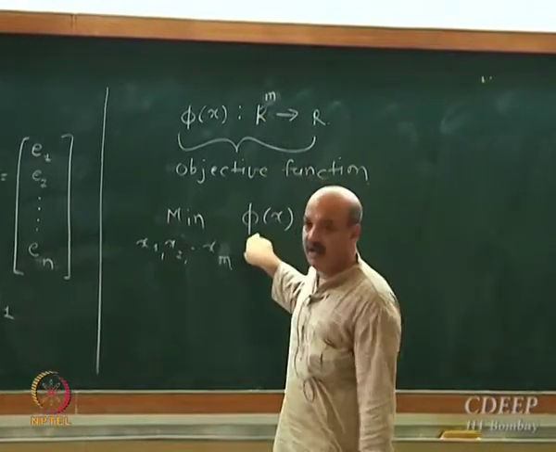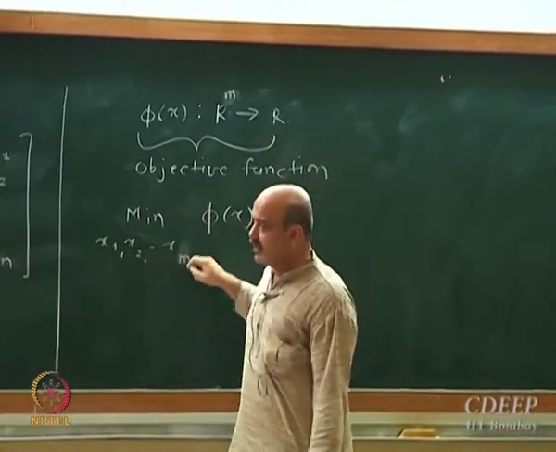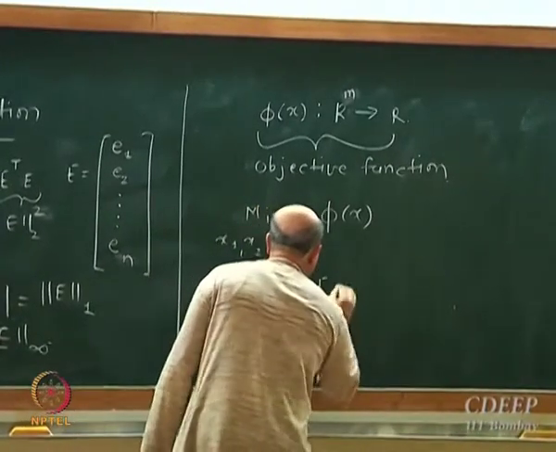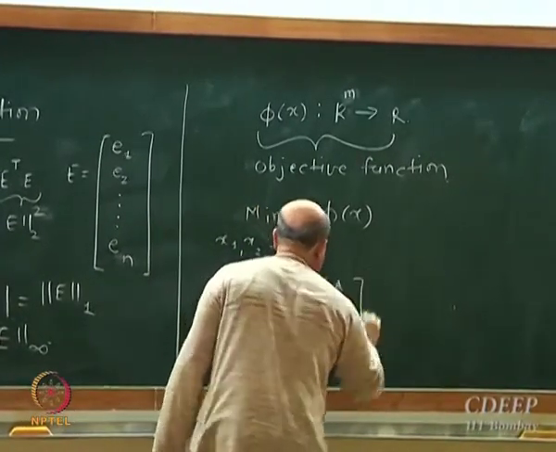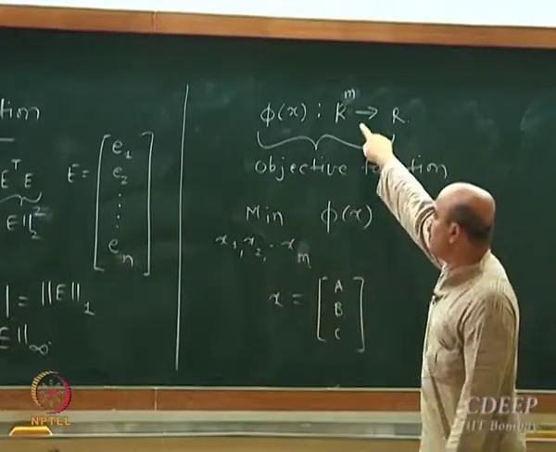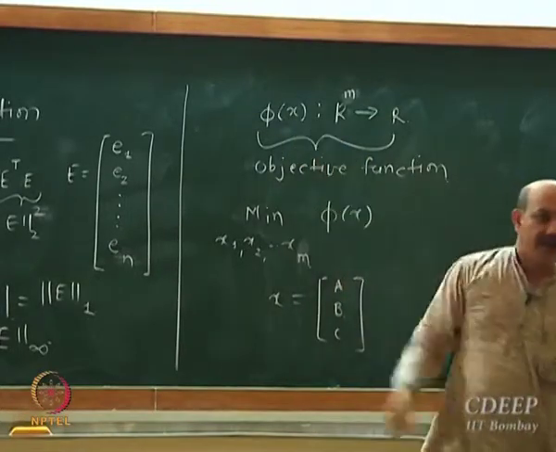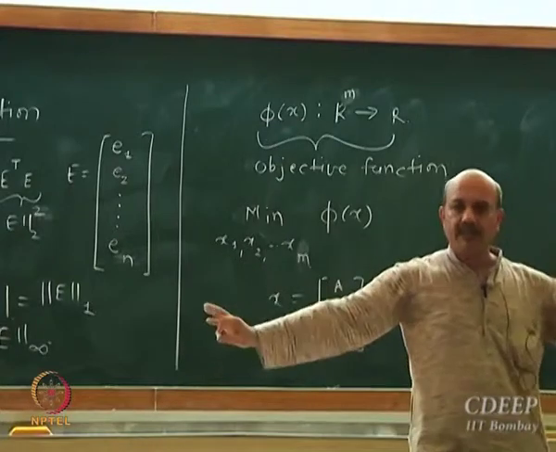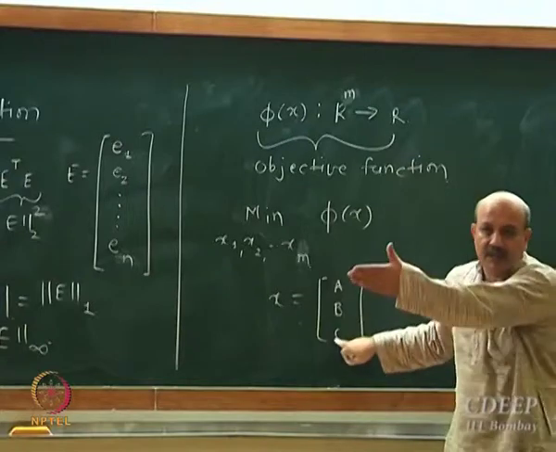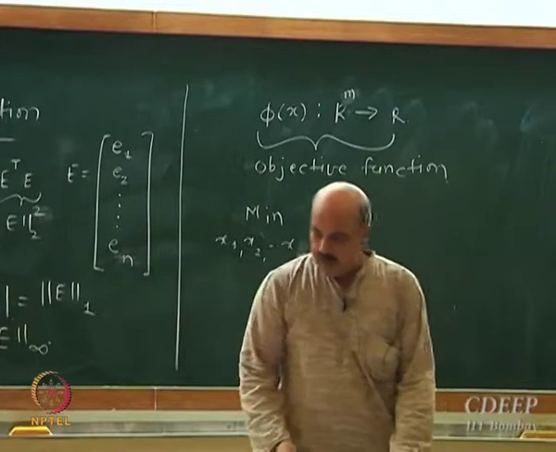I want to minimize this function phi of x with respect to x1, x2, x3, ..., xm. In this particular problem, x would be nothing but a, b and c. I want to minimize some function phi of x, be it one norm, infinite norm, two norm, whatever, with respect to x, where in this particular case x happens to be a, b, c. How to solve this problem?